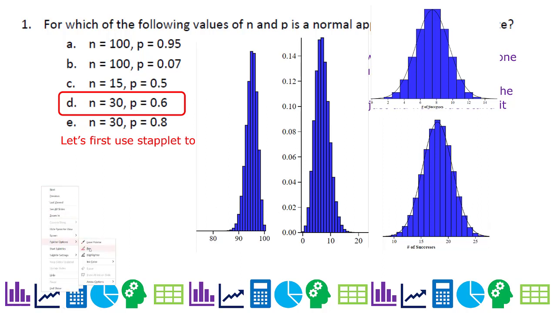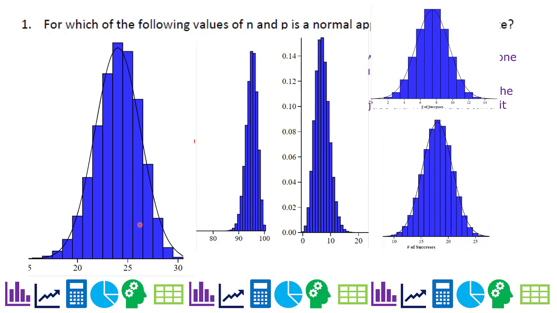And by the way, let me go ahead and get my laser pointer. You can turn on the normal curve. You can see that line right there. So you can turn that on in StatKey. And then finally, the last one, you can see that there's a little bit of skew. It's kind of like shifted a little.